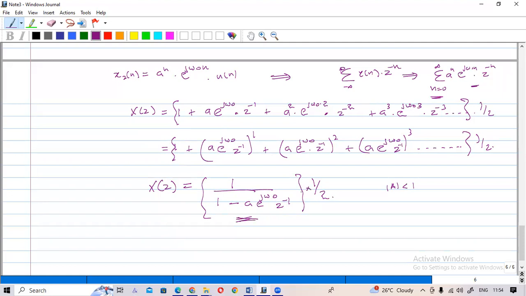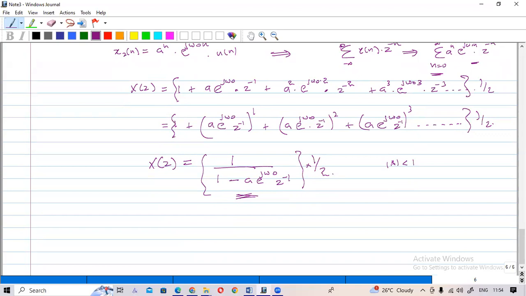So the half is there, okay? And for this X(z) to exist, a should be less than 1. So this is the a value here. So the magnitude of a e to the power j omega naught z to the power minus 1 should be less than 1. That is, the magnitude of a e to the power j omega naught divided by the magnitude of z is less than 1.